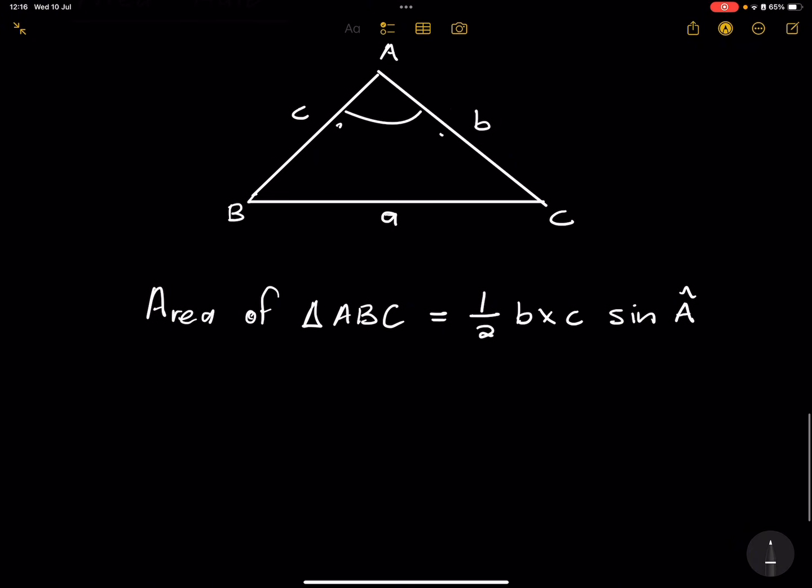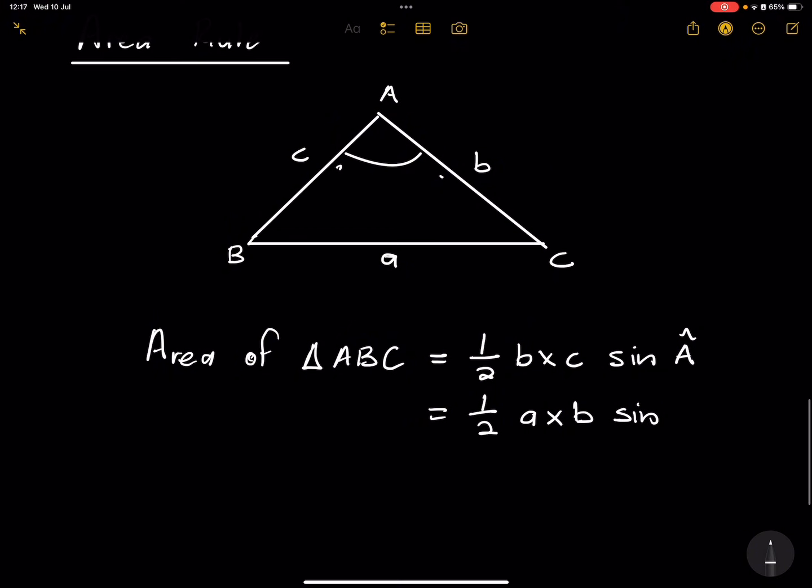But of course, you can use the other two sides. So that would be half of A multiplied by B. If I'm using A and B, the angle in between would be angle C. And if I wanted to use the other sides, that would be A multiplied by C, which would definitely be the sine of angle B.